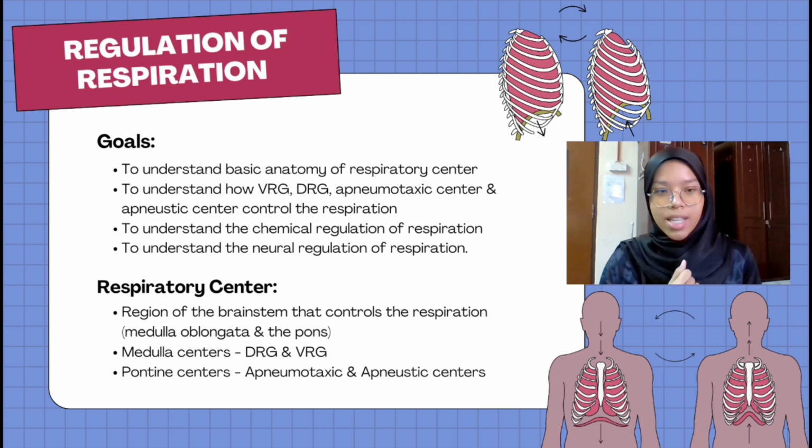So the respiratory center is actually part of your brainstem that controls respiration, mainly by the medulla oblongata and the pons. The medulla oblongata has 2 groups, the DRG and VRG, also known as the dorsal and ventral respiratory groups, whereas the pontine centers are 2, which are the pneumotaxic center and the apneustic center.